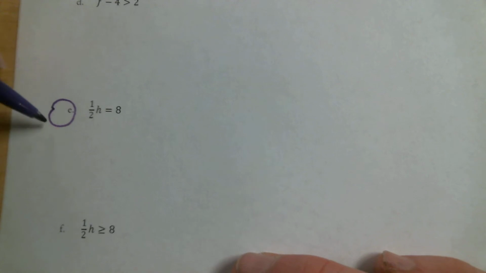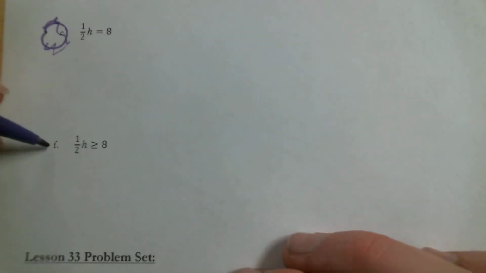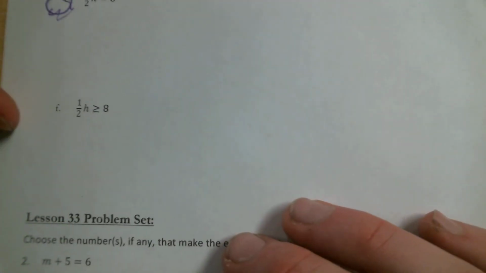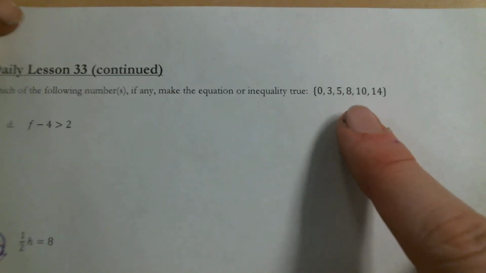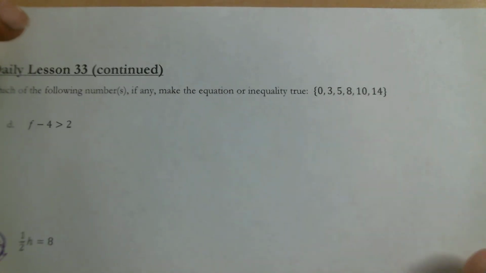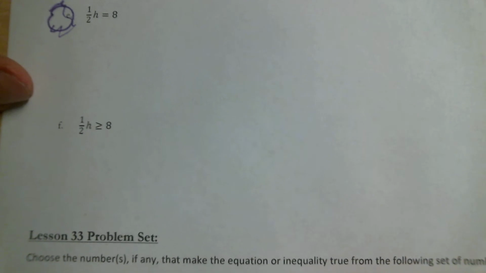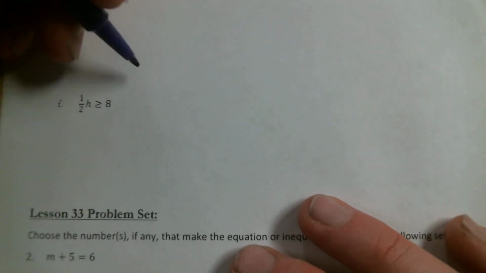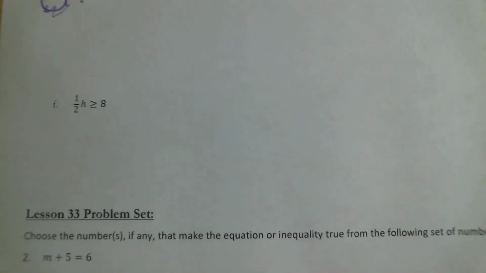All right, so here's what I'd like you to try to do. I'd like you to take E here. No, not E. I don't like E. I want you to take F. I want you to give F a shot on your own. And this time, your set is still the same: 0, 3, 5, 8, 10, and 14. So I'll start plugging them in. You pause it whenever you're ready and see what you can do on your own.